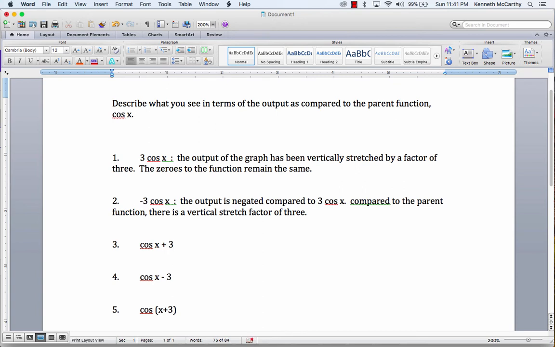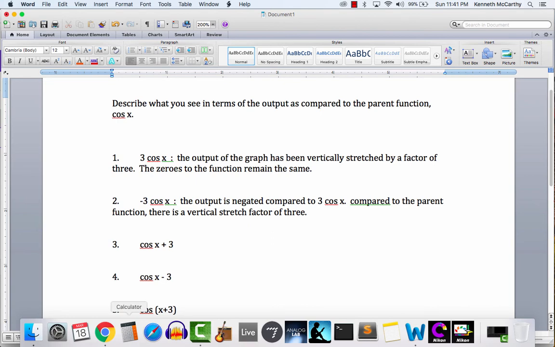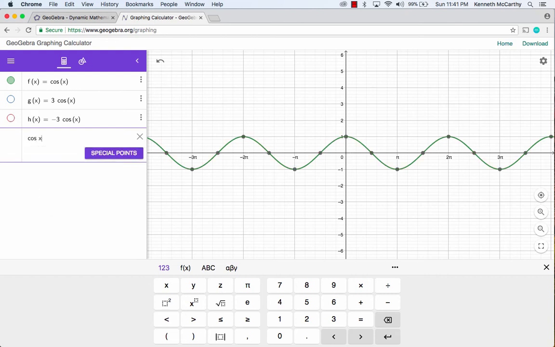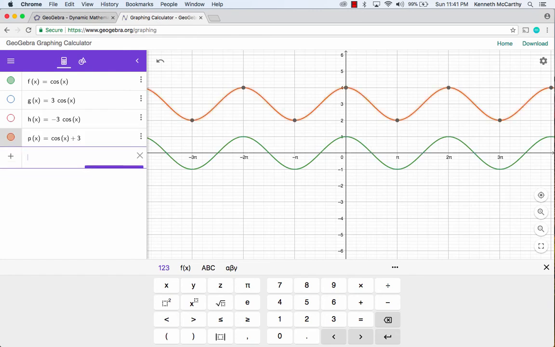So cosine x plus 3. That's the next one we've got to do. So now what we do is we turn this back on, cosine x, and we'll do cosine of x plus 3. So what did it do? It shifted the graph. Here's our parent function, cosine x. So cosine x up 3. If you look at where it begins, where 0 radians are the input, we go up 1, 2, 3. So there was a vertical translation up 3 units, and that's for all of them.